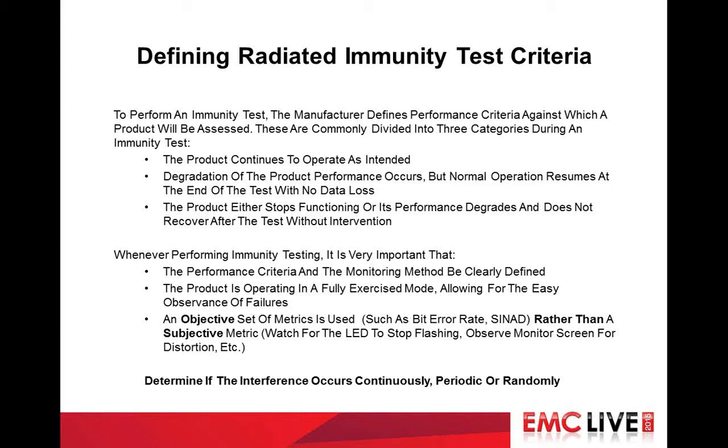There are some guidelines to follow when performing immunity testing. In the test plan, the monitoring method and performance criteria shall be clearly defined. The product should operate in a fully exercised mode. Easy detection of failures: use an objective matrix rather than a subjective matrix. An example of an objective matrix is monitoring a signal voltage that has limits. An example of subjective is monitoring a flashing LED.